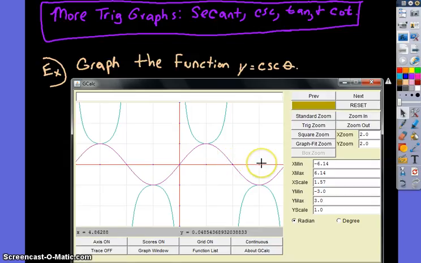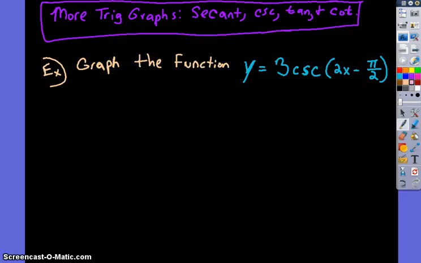We can actually find them. Again, you're going to find them just like you find them with a sine curve, and then graph it later. We're not actually going to start graphing these by hand. That's enough of this. So looking at a new function, y equals 3 cosecant of 2x subtract pi over 2.